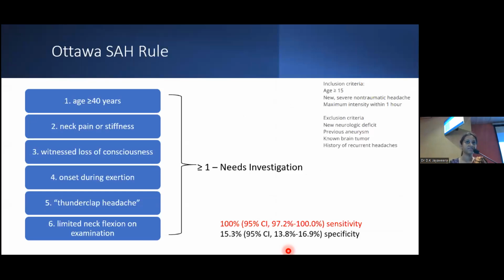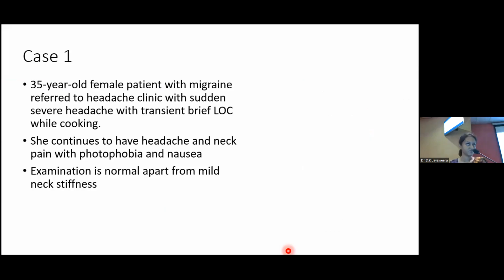Of course, this is applied in adult patients with sudden onset severe headache who do not have any neurology. Obviously, if the patient has focal neurological deficits, you would investigate. But if not, you can apply these 6 clinical features. I will take you through some patients we have come across and see how useful this is.